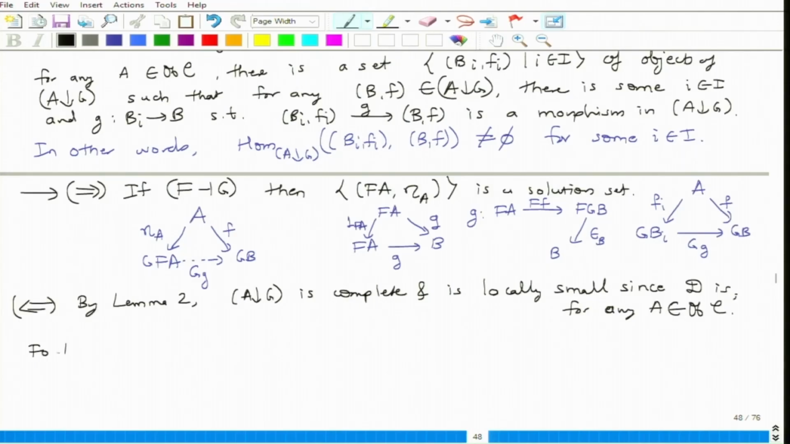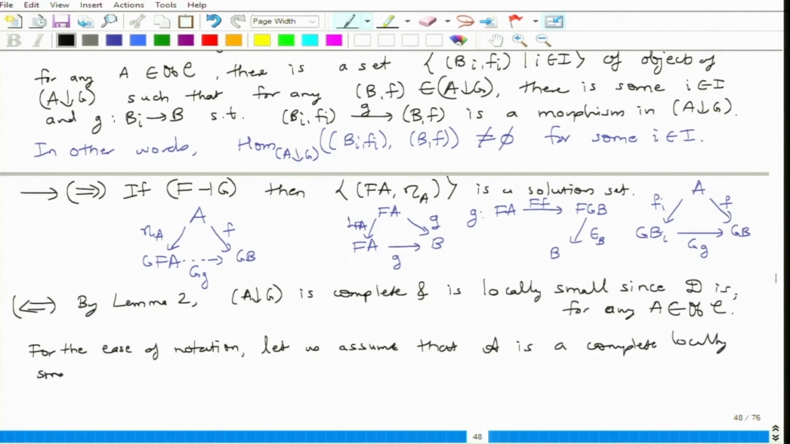So for ease of notation, let us assume, from this point onwards we are changing the notation altogether, that A is a complete locally small category with a solution set A_j, j in J. Okay, so this is what we want.